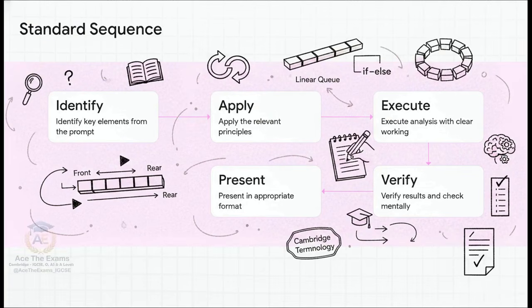Step 3. Execute with incredibly clear working. Write out your front pointer and your rear pointer explicitly. Step 4. Verify the results by mentally tracing your algorithm. Do a dry run. And step 5, present it in the appropriate format, using correct Cambridge terminology.